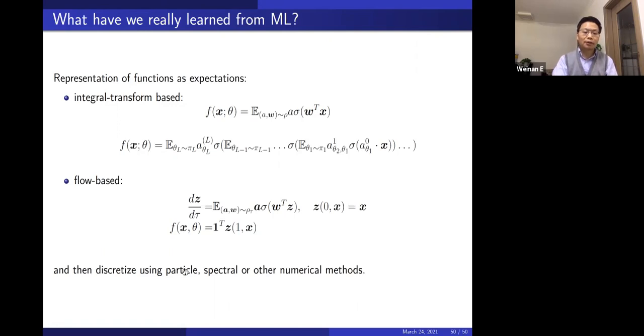And then we can use particle methods, spectral, or other numerical methods to discretize these. And this, to me, seems to be a more intrinsic formulation of machine learning. If you come up with some other representation, that would be a starting point of an entirely new class of machine learning algorithms. Incidentally, I didn't explain this: this happens to be the representation that produces multi-layer neural network models.